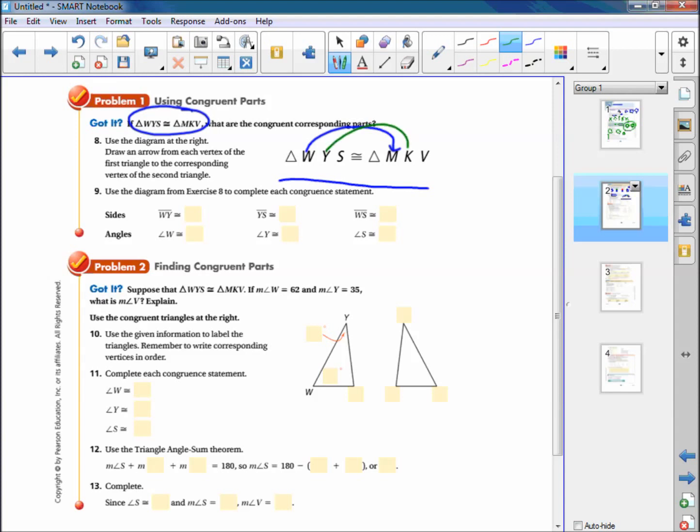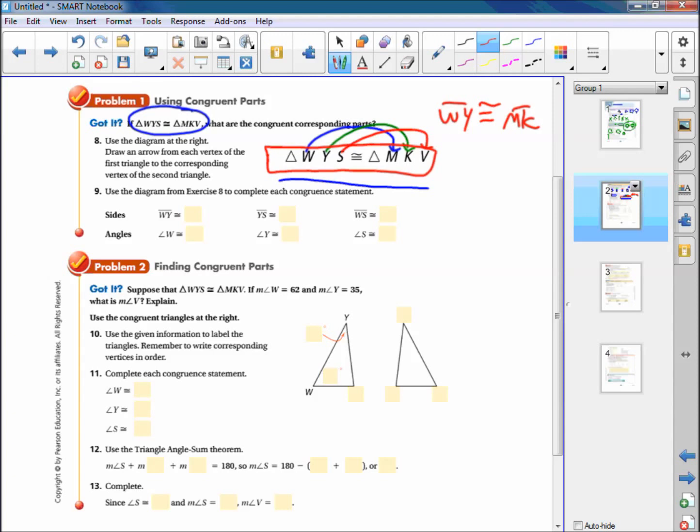Y is going to match up with K. And S is going to match up with V. And that would mean something like this, that WY segment should match up with MK's segment. So we don't actually have to draw the triangles if we just know who goes with who from the congruent statement. Okay? All right, so we're going to use that congruent statement above to fill in all the sides.